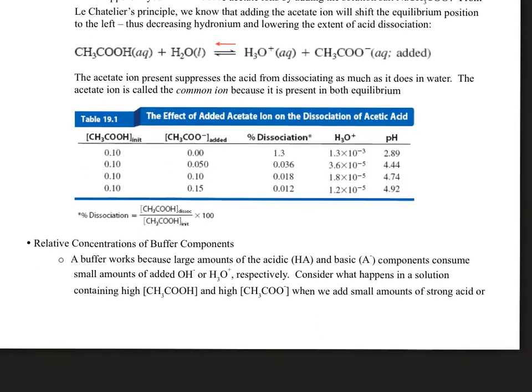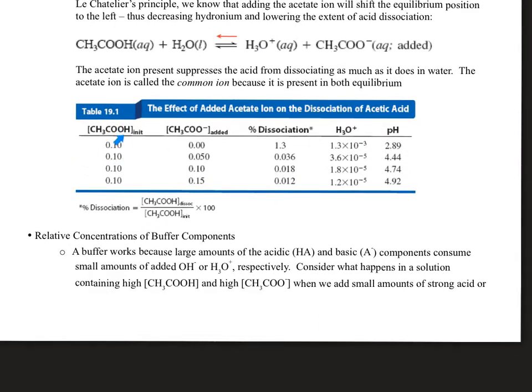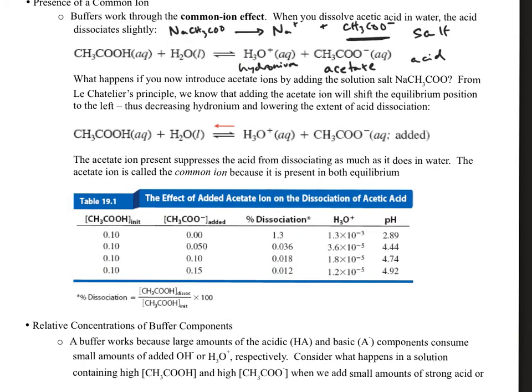Taking a look right here, this was my initial acetic acid concentration, and this is how much of the acetate ion was added. Notice what happens to the dissociation: it goes down. The more of this that I add, the less and less it dissociates. The more acetate ion I add via the salt, the more I shift it left. Less of it dissociates, and note the pH goes up. That's the relationship here.